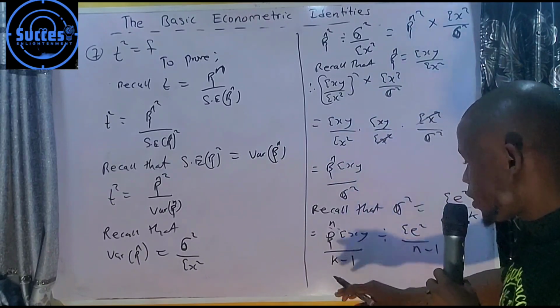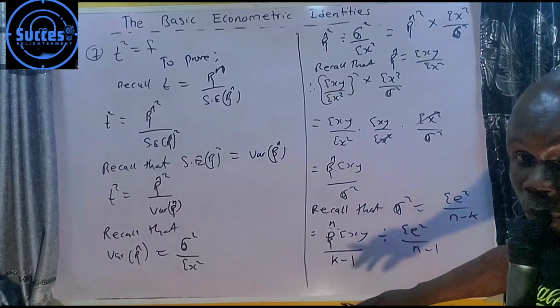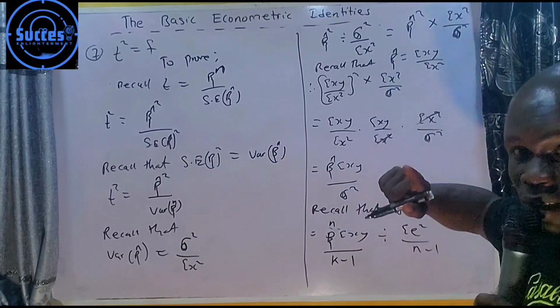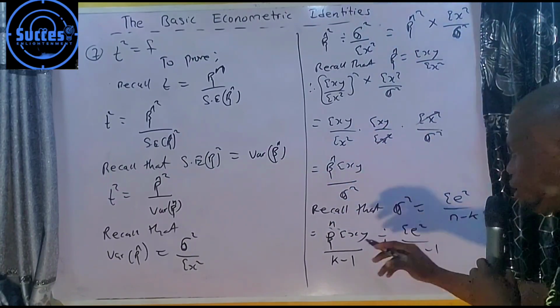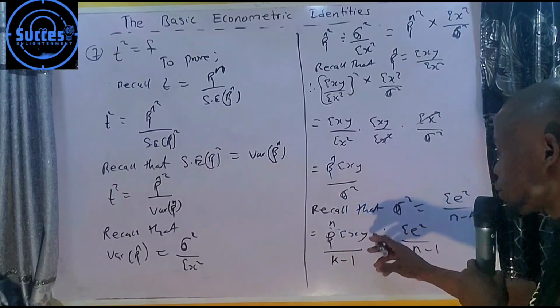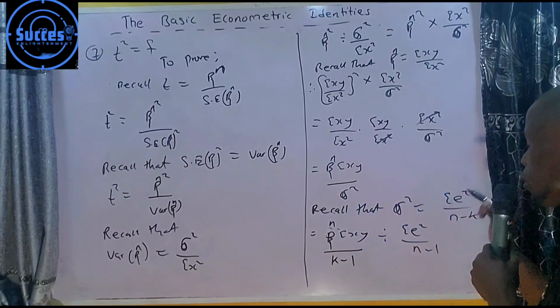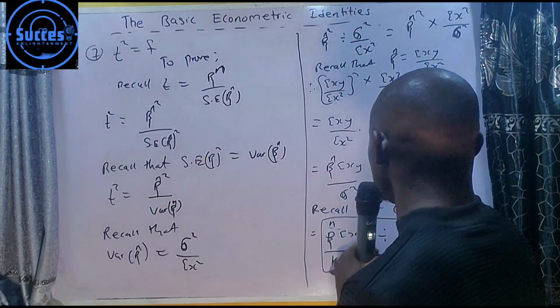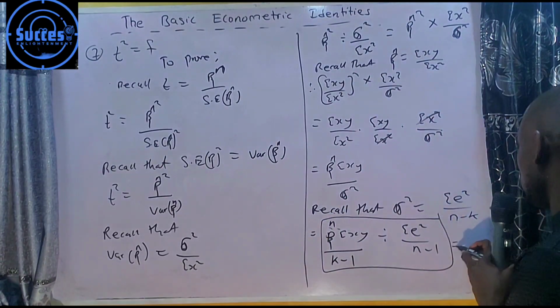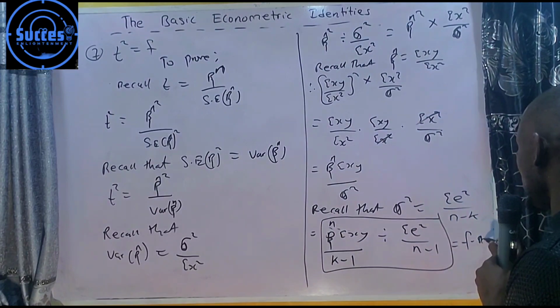All right, because this is one independent variable, we have x and y, where y is our dependent variable and x is our independent variable. So we have this to be beta cap summation xy over k minus 1, divided by our summation e square all over n minus 1. And from our ANOVA table, this is the value of our what? This is our F statistic.